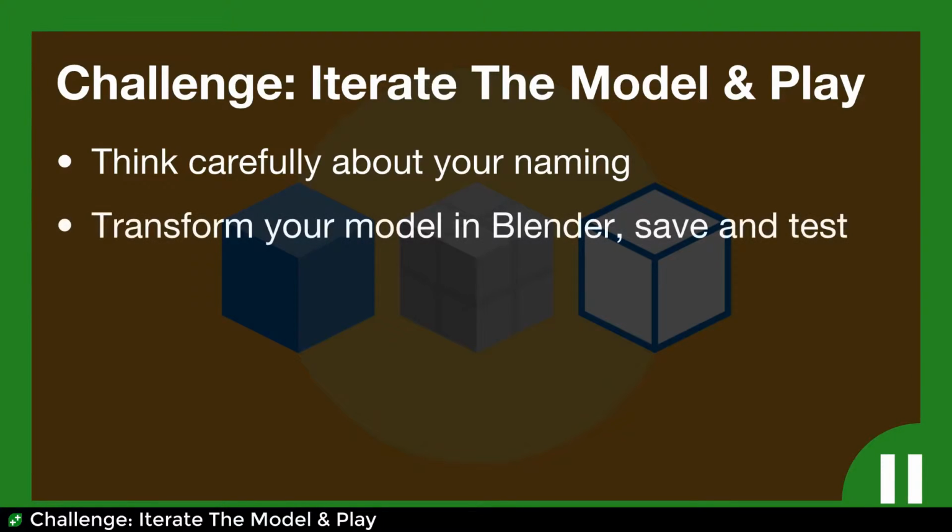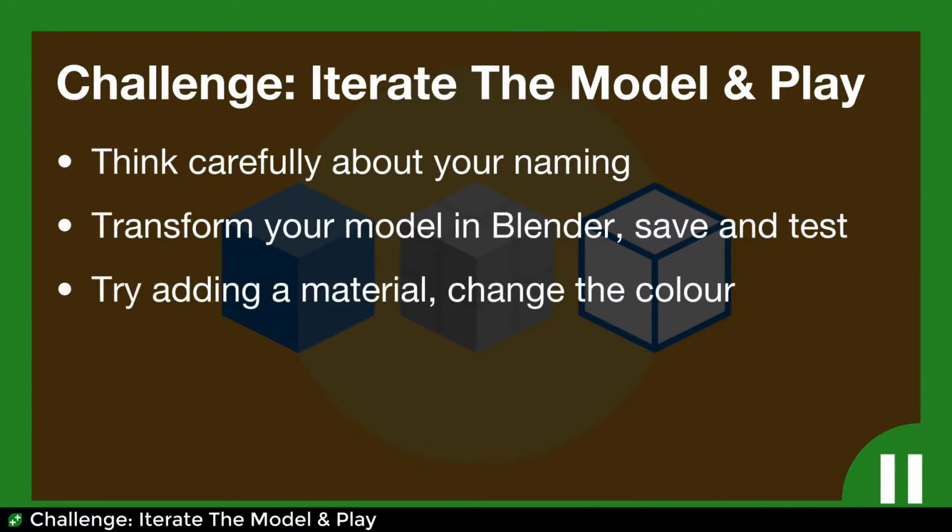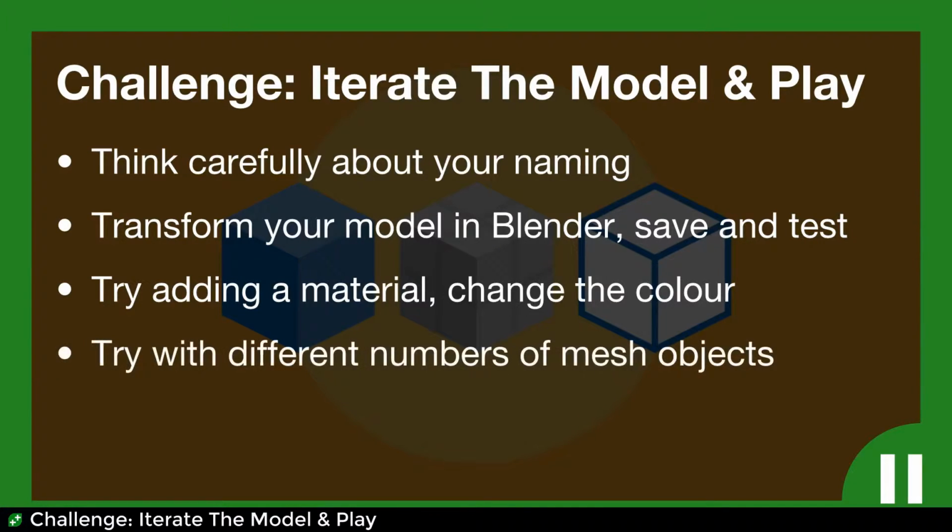Try transforming your model in Blender, saving it and testing. What does that turn out like? And by transform, I mean scaling, rotating, moving it about the scene, etc. Try adding materials like we've just done and change the colour. Does everything we've discovered so far always happen like that? Try with different numbers of mesh objects as well. So not only just one in there, but a couple. Try rotating things in Unity. Try rotating them in Blender and seeing what actually happens. Moving on from the transform, not only in Blender, but also transform it over in Unity. See if you come across any issues.